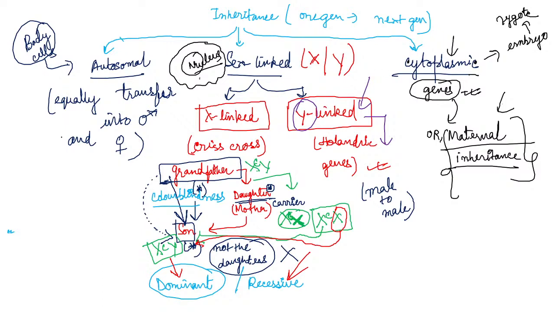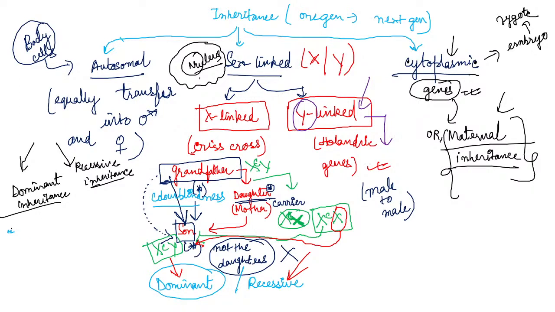Now we will come to autosomal inheritance. Autosomal inheritance can also be of two types. One is dominant inheritance and one is recessive inheritance. Okay, so there are two types of inheritance. Usually in dominant inheritance they do not skip generations. Two normal parents can never have an affected child. Two affected parents can never have a normal child.